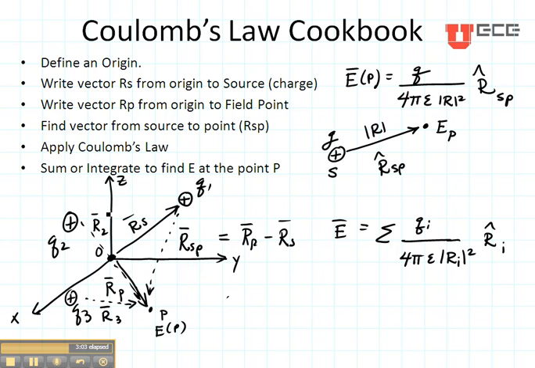And I can find each of those vectors in exactly this same simple way by taking a vector from the origin to the source and a vector from the origin to the point, subtracting them, finding their magnitude as needed, and finding their unit vector as needed. So these are the steps that we're going to use when we apply Coulomb's law in all of our other examples.